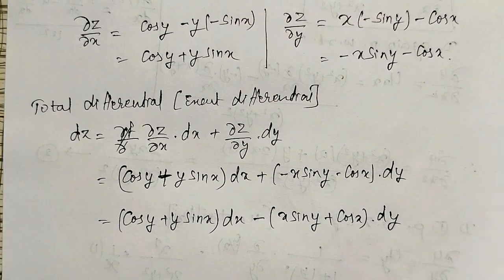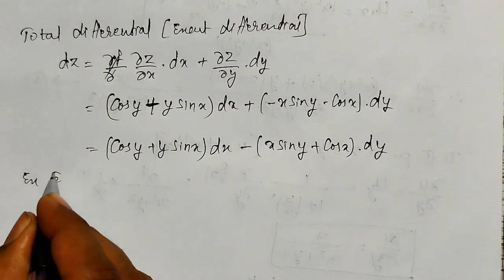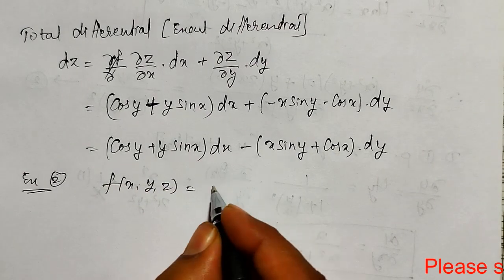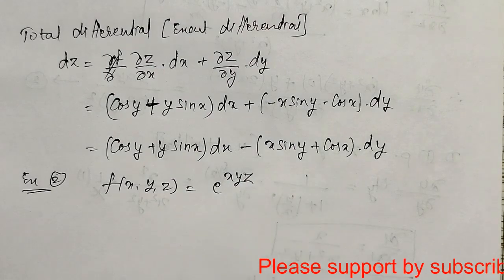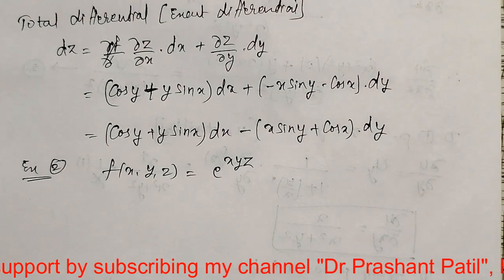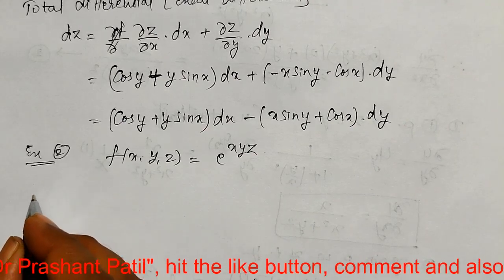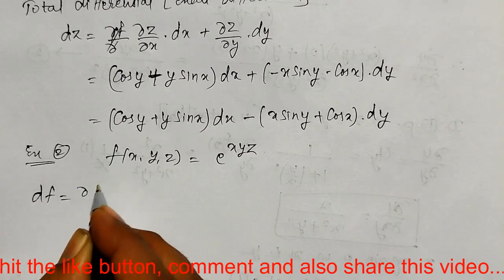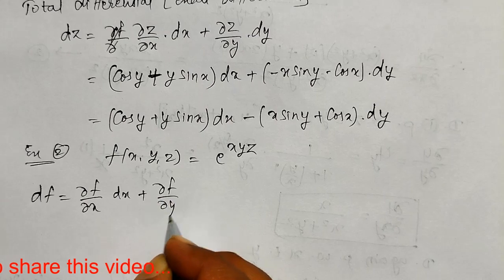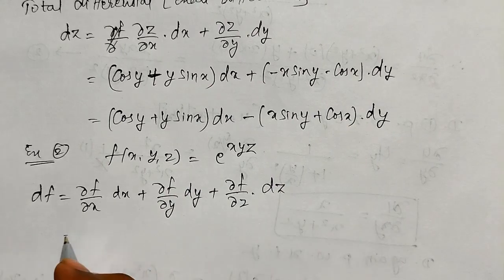Like this, one more example of three variables. Example number 2: f of x y z is equal to e to the power x y z. This is one function of x y z, and here I want to find its total derivative. To find this, I have to write df is equal to dou f by dou x into dx plus dou f by dou y into dy plus dou f by dou z into dz.